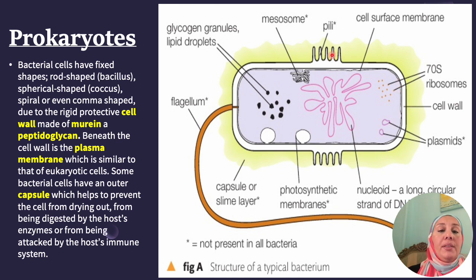Other structures in this diagram are extra structures. You might or might not find them in a bacterial cell. So let's go over them. Let's start with the flagella. Flagella are long whip-like structures, and they keep beating in the solution in which the bacteria is living, so helping it to move. A bacteria could have one flagellum or many flagella.